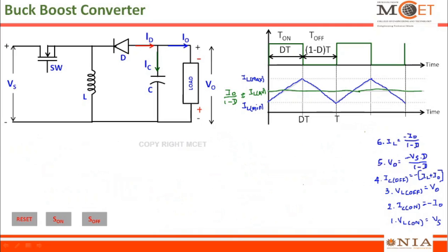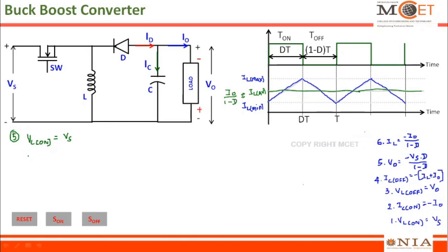So I added these two equations in this corner for easy understanding. The ripple in the inductor current can be easily found by the similar method which we followed for the previous two derivations. Let us write expression 1, that is VL on, when the switch is on, which is equal to Vs. The voltage across the inductor is given by Vs, that is from expression 1.